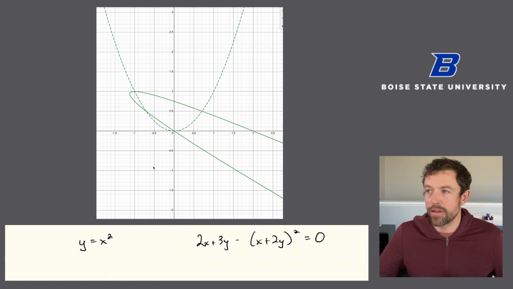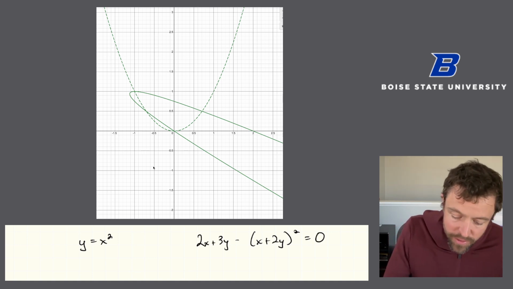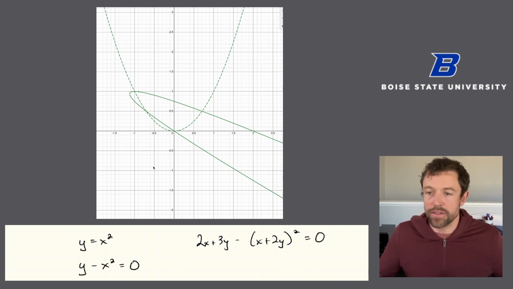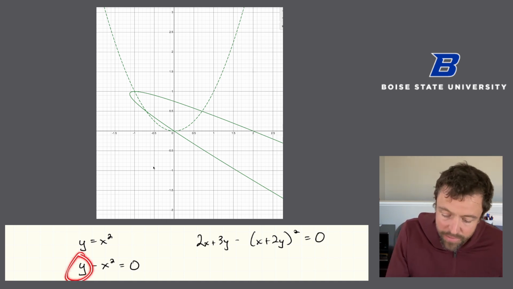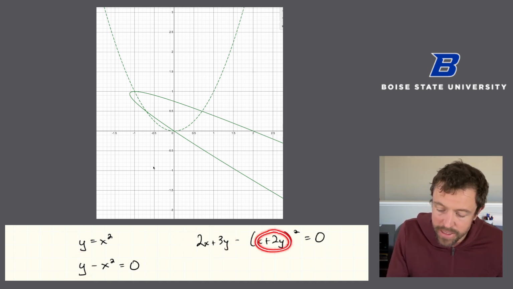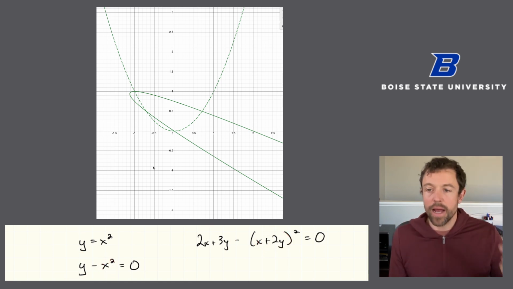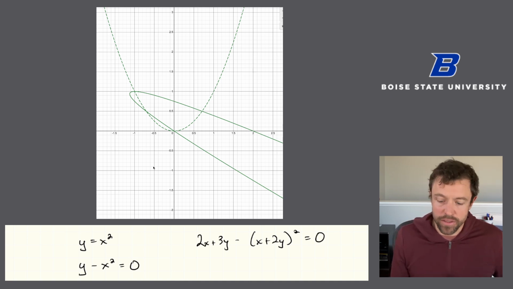How do we figure out what the linear transformation is? The idea is going to be similar: we're going to rewrite this. I want these to look the same. It's often easier to put everything on one side of an equation, so I'm going to rewrite this as y minus x squared equals 0. And I notice that we have these two pieces that look similar, and I'm going to try to figure out the correct linear transformation.